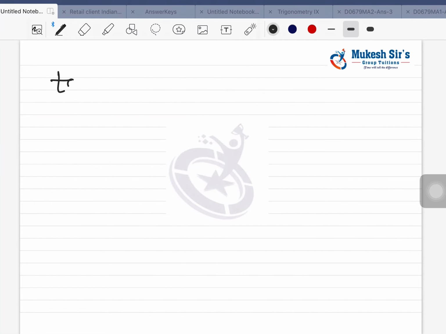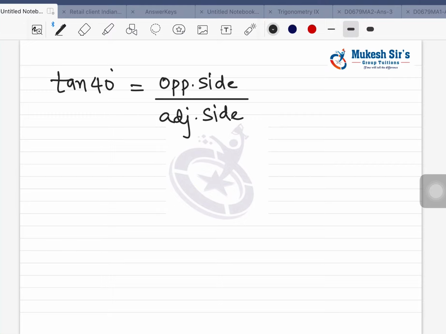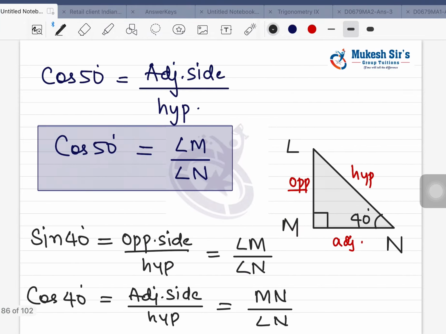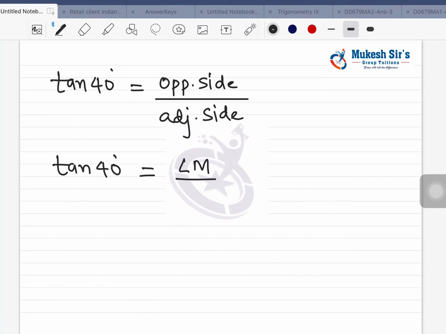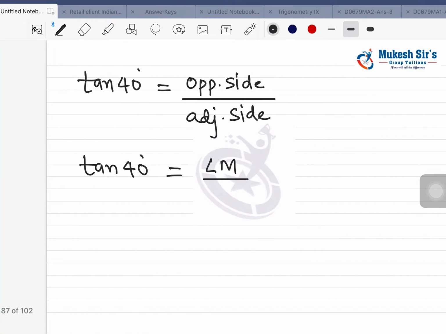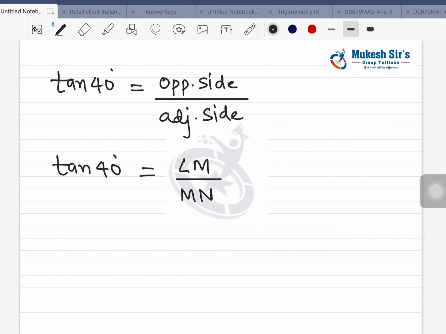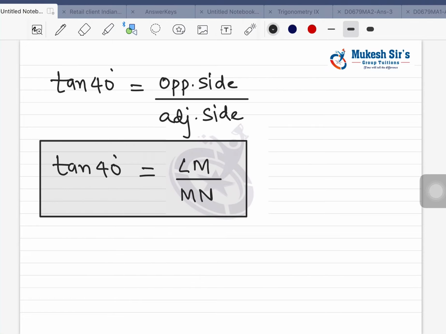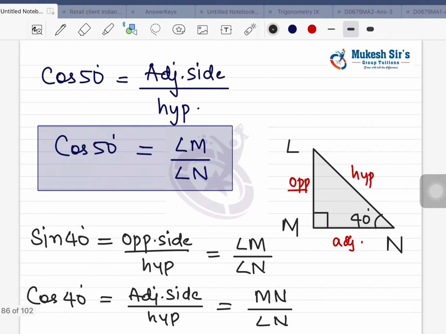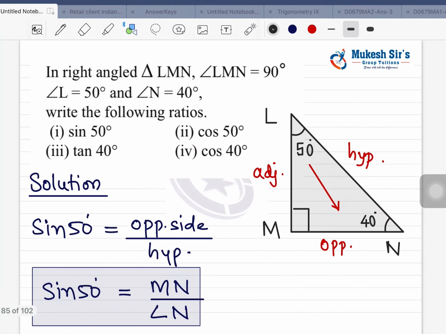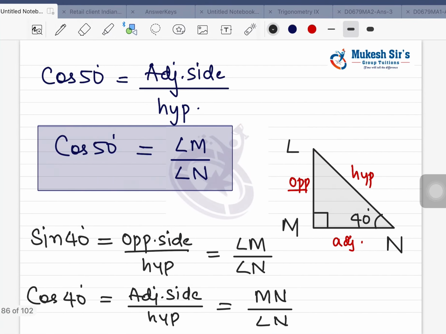And then you want tan 40. Tan 40 is equal to the opposite side of 40. The definition is opposite upon adjacent side. Say the formulas out loud. The more you repeat them, the better you will remember them. So tan 40 is equal to opposite side upon adjacent side. So the opposite side is LM upon the adjacent side MN. This is the answer. Clear? So these are the values of sin 40, cos 40, tan 40, and the whole sum is over. Clear?